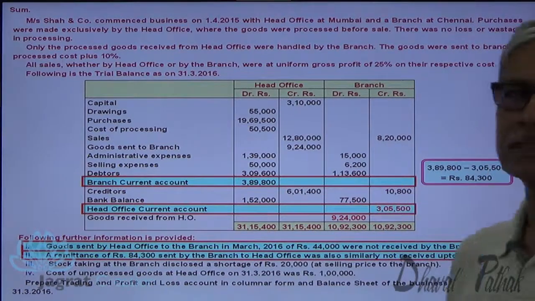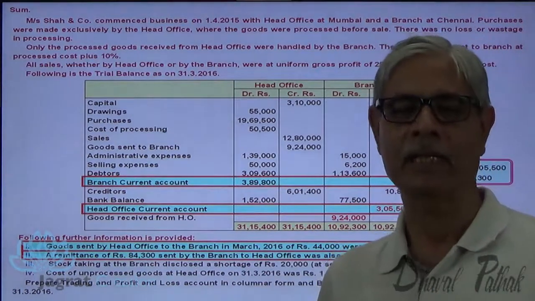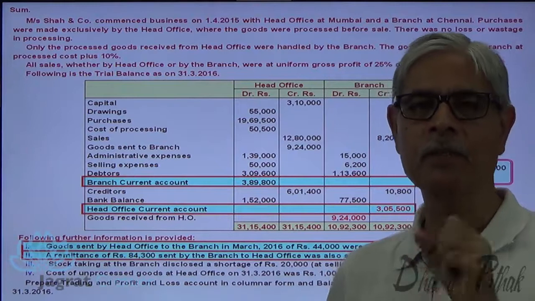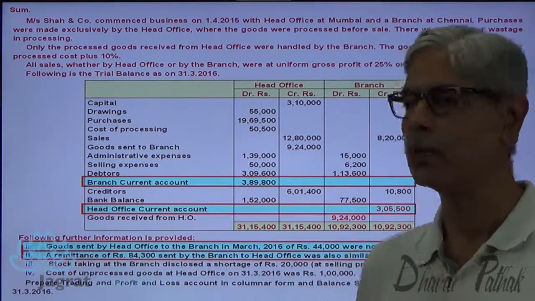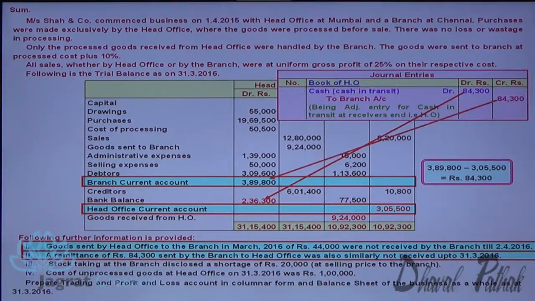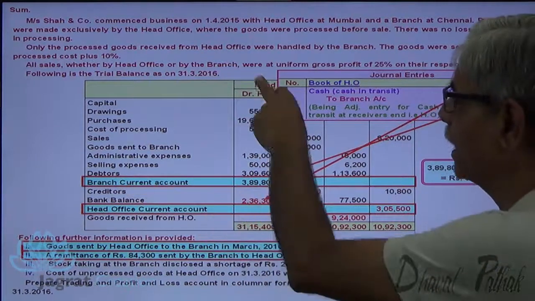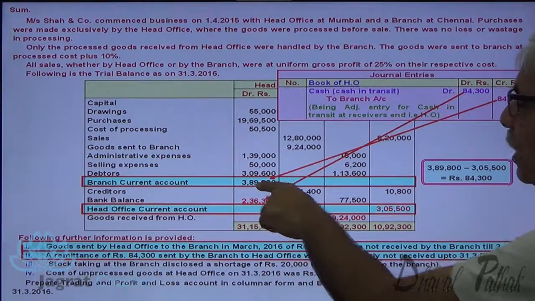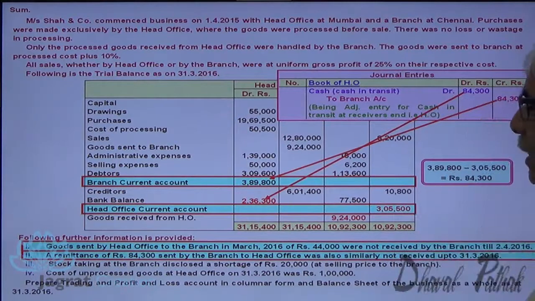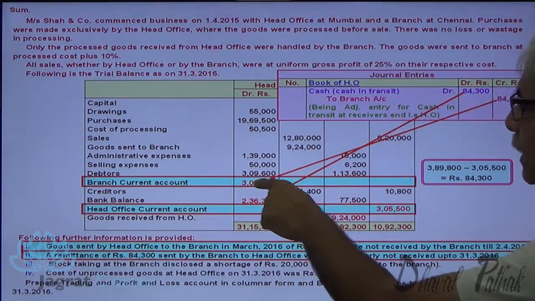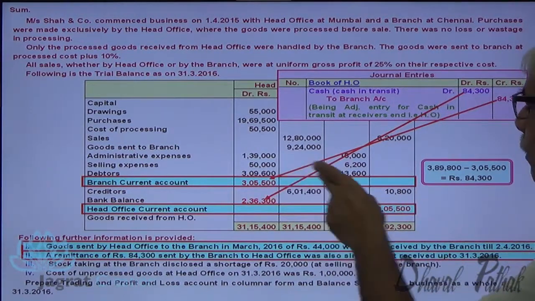So this is cash in transit. Who writes the adjustment entry for cash in transit? It has to be recorded at the receiving end. Here, head office is the receiving end. So head office will record the entry. So cash account debit to branch account credit. So cash account is debited. And here branch account debit balance, it is credited. So I am required to deduct from 3,89,800, 84,300. So this balance will become 3,05,500. So there is 3,05,500 and this 3,05,500 mutually agrees.